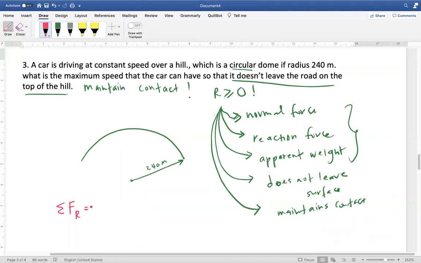mg minus normal force. Mana awak tahu mg minus normal force? What did you base this off? Since F equal to mg, and then the normal force must subtract, since in a circle. Okay, tapi awak punya equation ni tak ada free body diagram lah kiranya.